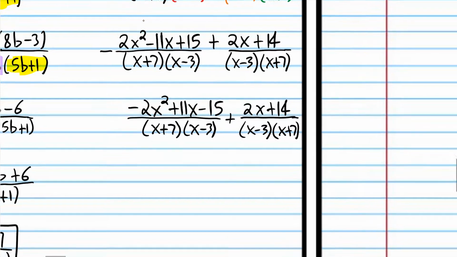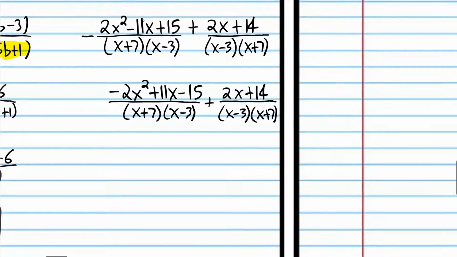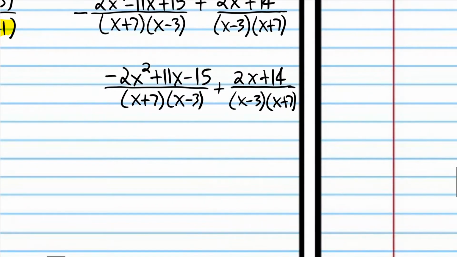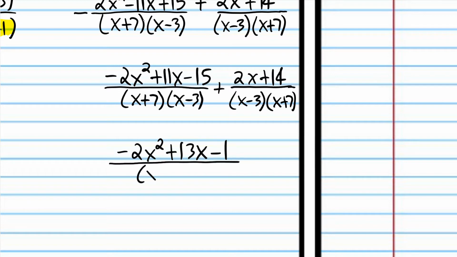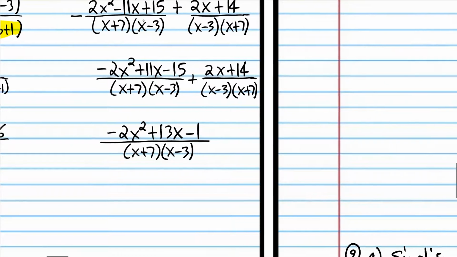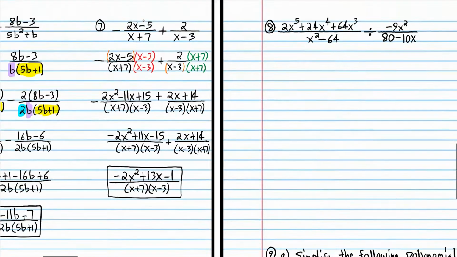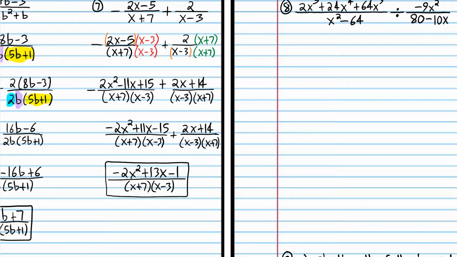So I'm demonstrating that. Okay, now we have a common denominator. We're ready to add those up. So we have negative 2x squared. Remember, you can only add like terms. 11x plus 2x is 13x. Negative 15 plus 14 is negative 1. And there you go. So that's the final answer for number 7. So if you got that answer, good job.